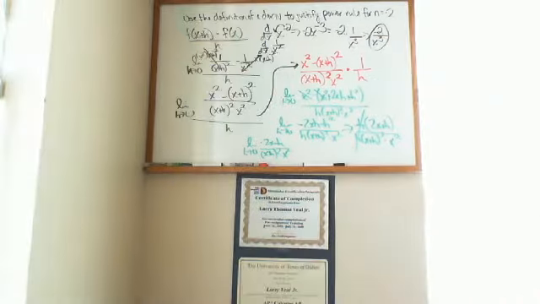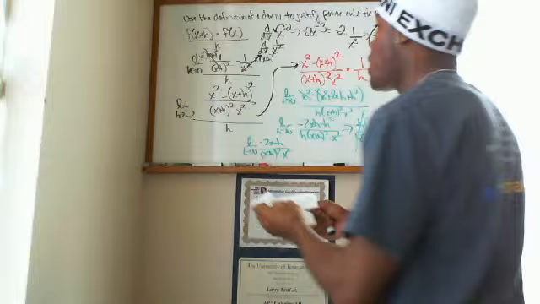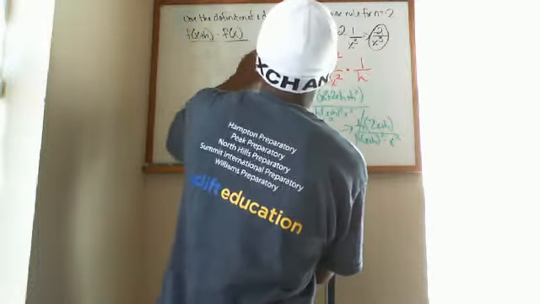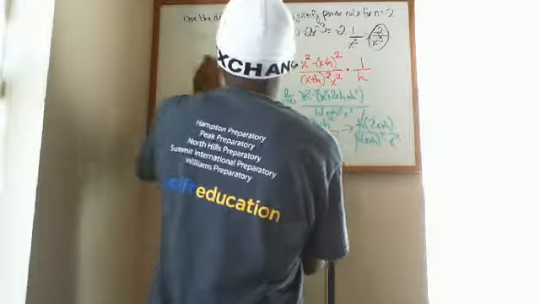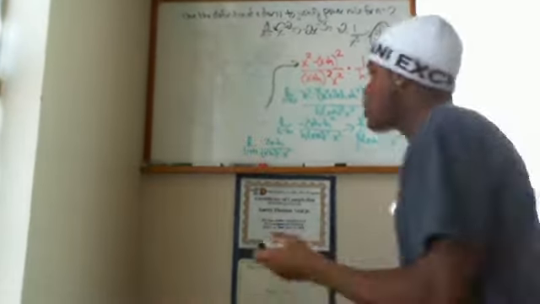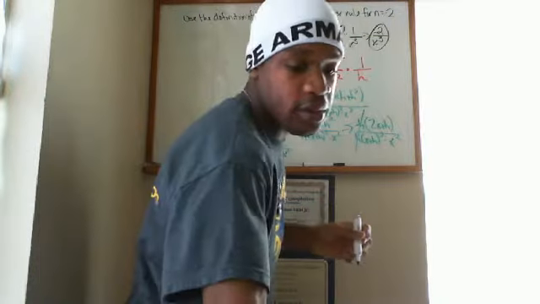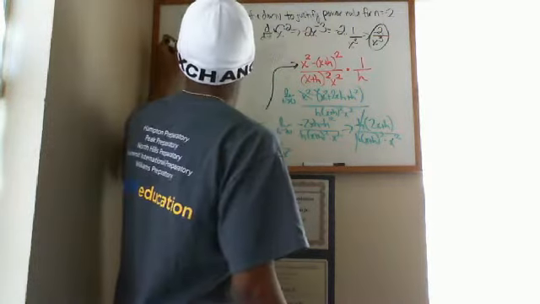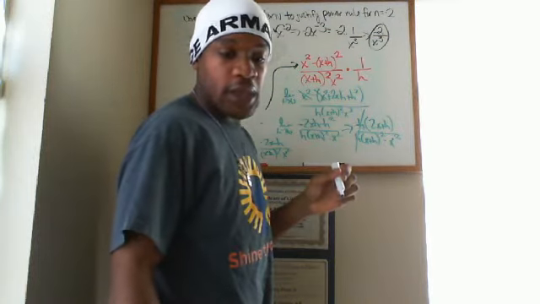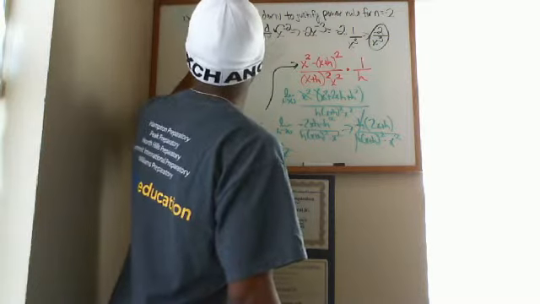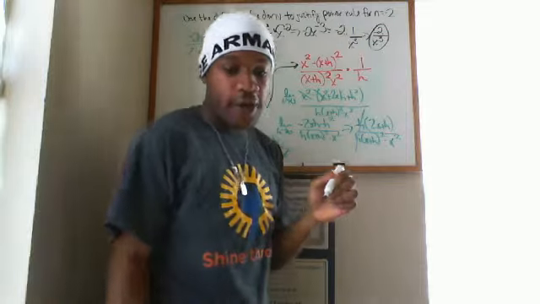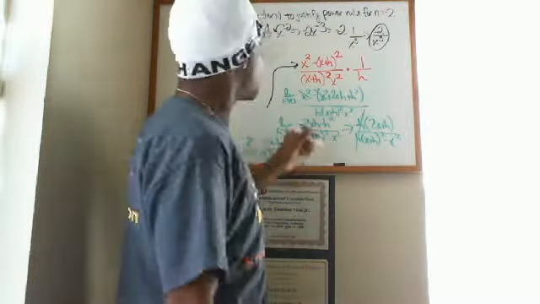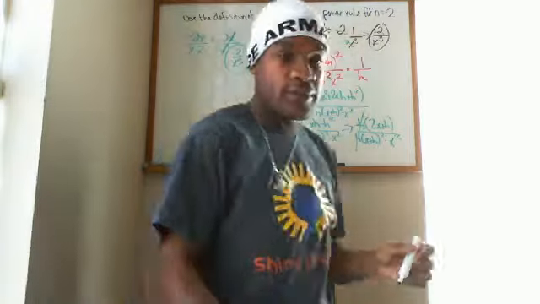So let me erase some of this stuff real quick. So I can write a little bit more. Now, at this point, I have negative 2x all over x squared times x squared. And I get equals negative 2x over x to the 4th power, which really turns into negative 2 over x cubed because the x's cancel out, and I get my derivative that I originally had over here.